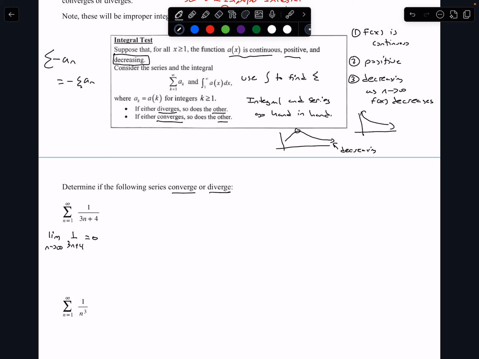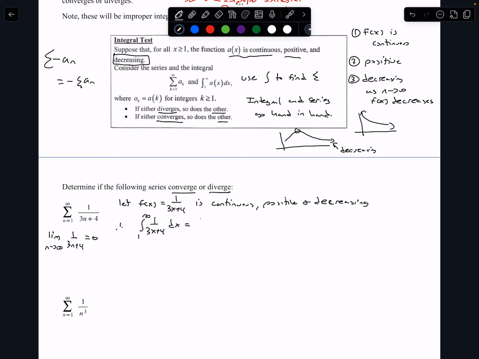So what we're going to say is we are going to let f of x... So I want to find out if this series converges or diverges. So what I'm going to do is convert it to a function, and I'm going to say let f of x be the following function, 1 over 3x plus 4. And this is continuous, got to spell it out, positive, there's no negatives there, and we just showed it's decreasing. Therefore, now we're going to take the integral from 1 to infinity, 1 over 3x plus 4 dx.